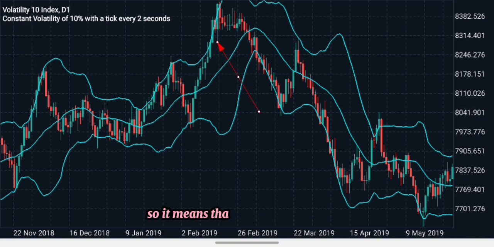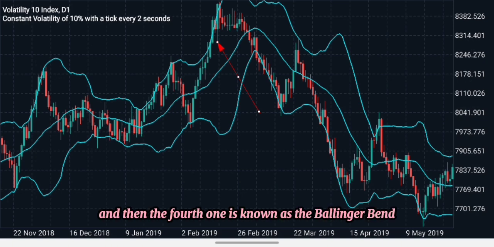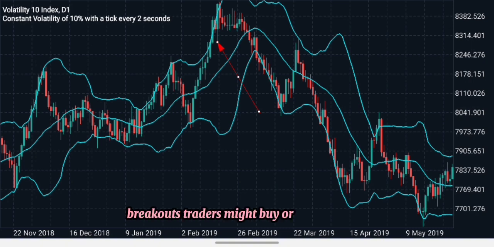So it means that the bulls have power and they are very strong. The trend is still going to continue going up. So you can use this one also as an indication that the market is still going high. And then the fourth one is known as the Bollinger Band breakouts. Traders might buy or sell securities when the price breaks and closes outside the bands.